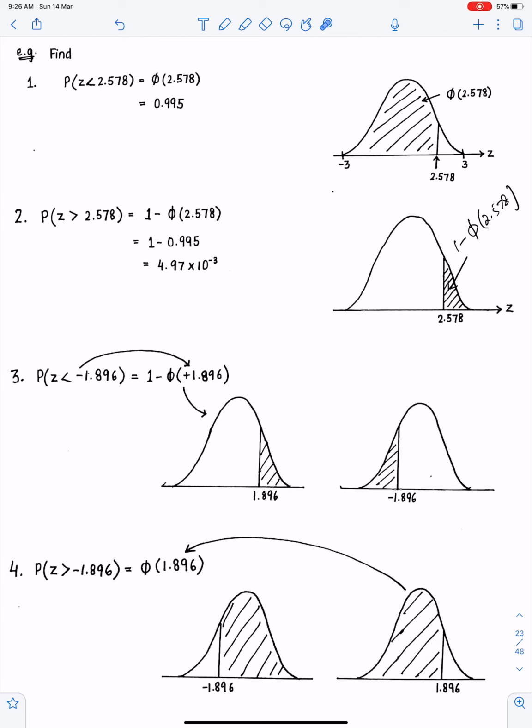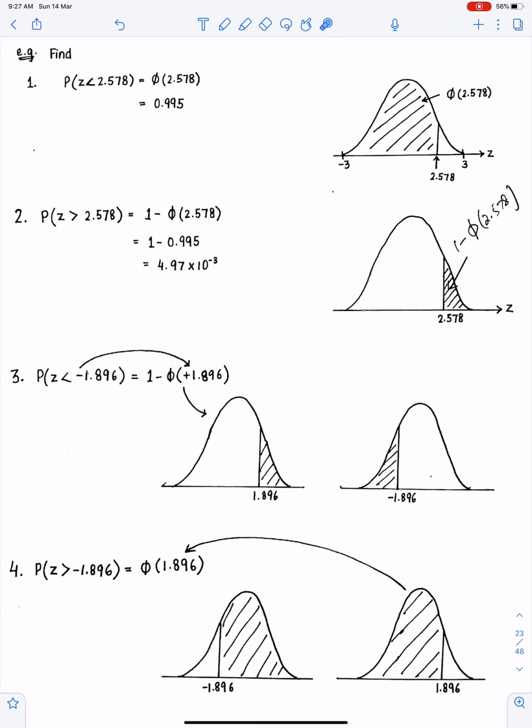And you all know how to get this value from the table. Number 3, we need this z less than minus 1.896. So first mark this on the sketch. This is here. The sketch of this probability is here. Now see, this area is small, and according to symmetry, I made this sketch. You don't need to make this sketch in your working. This sketch is fine. If you want, you can make both the sketches.